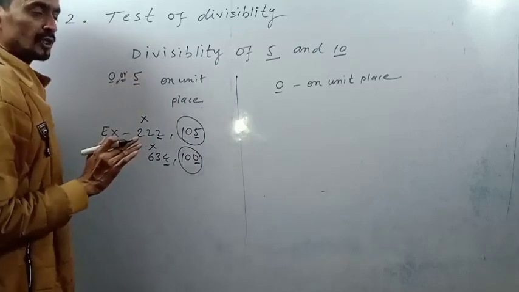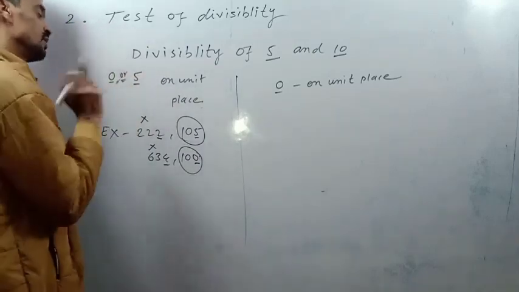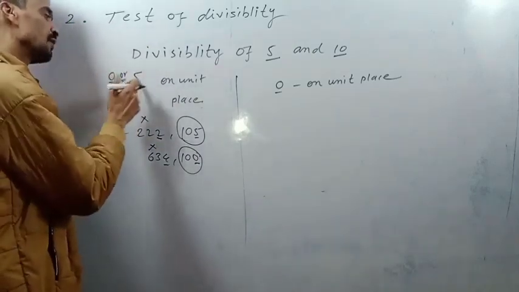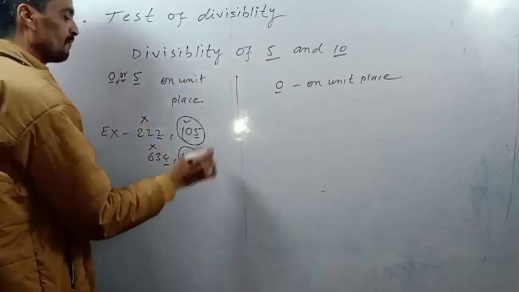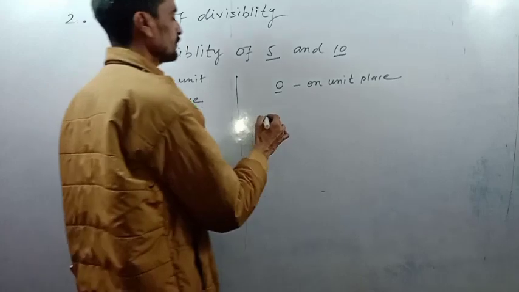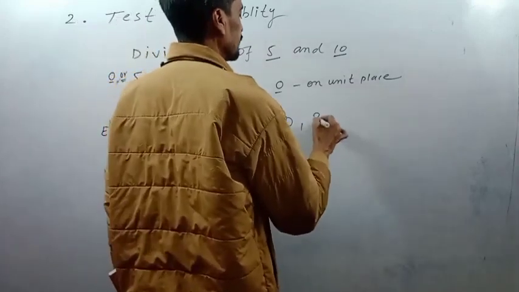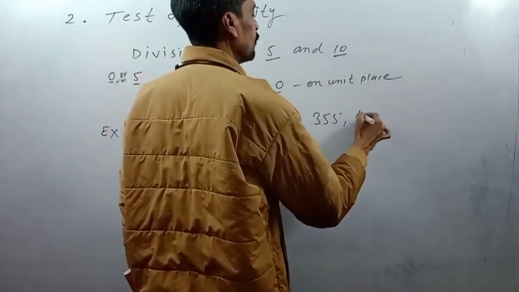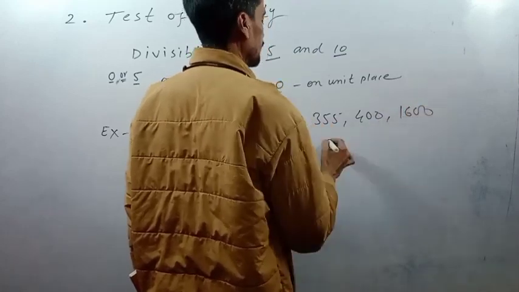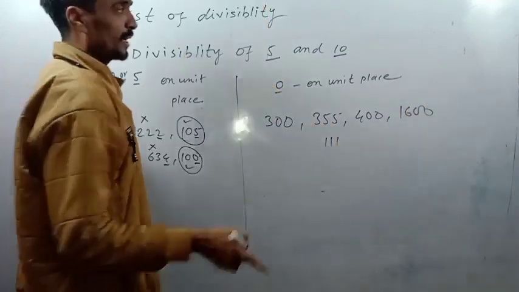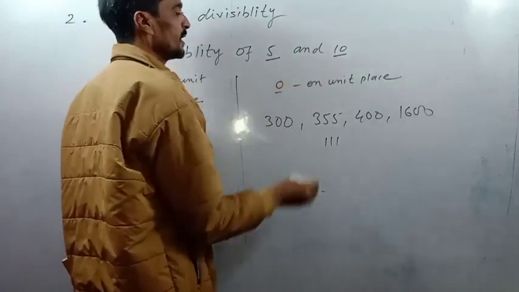Once again I am telling you, if the digit 0 or 5 is on the unit place, that number is divisible by 5. So here: 300, 355, 400, 1600, 100. Now we are checking the divisibility by 10.